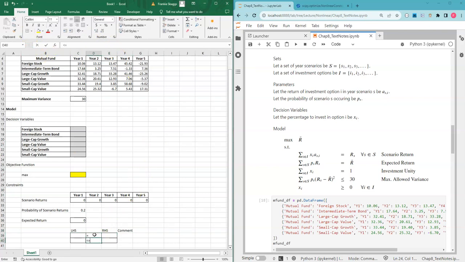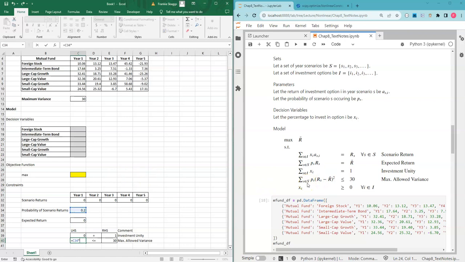One was an equality, one's less than or equal to here. In this case, 1 is 1 and 1 is 30. And again, this is investment unity, and this is max allowed variance. The investment unity, we're just summing all of my decision variables here. And in the max allowed variance, let's see, we can still pull outside the probability of S. Again, I'm looking at this summation down here, so I can pull this out.